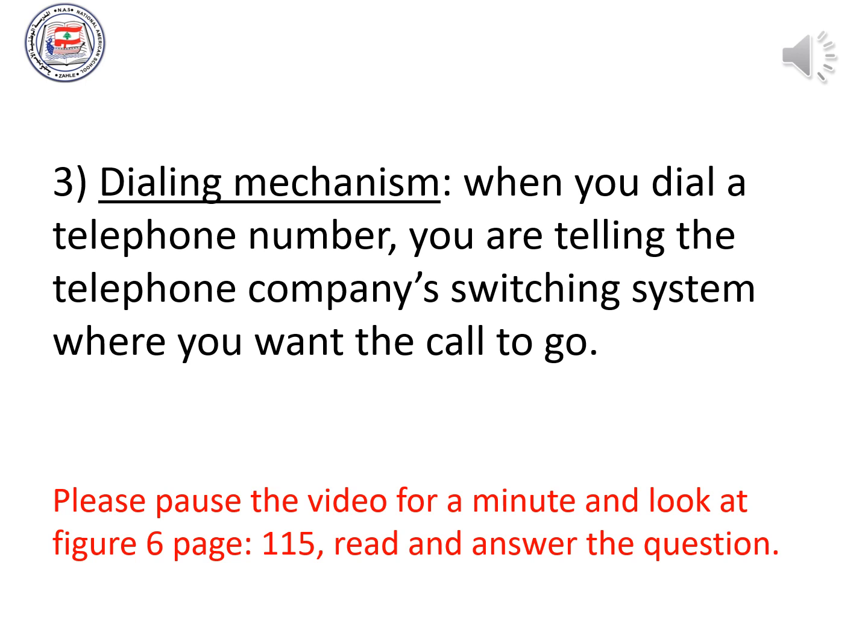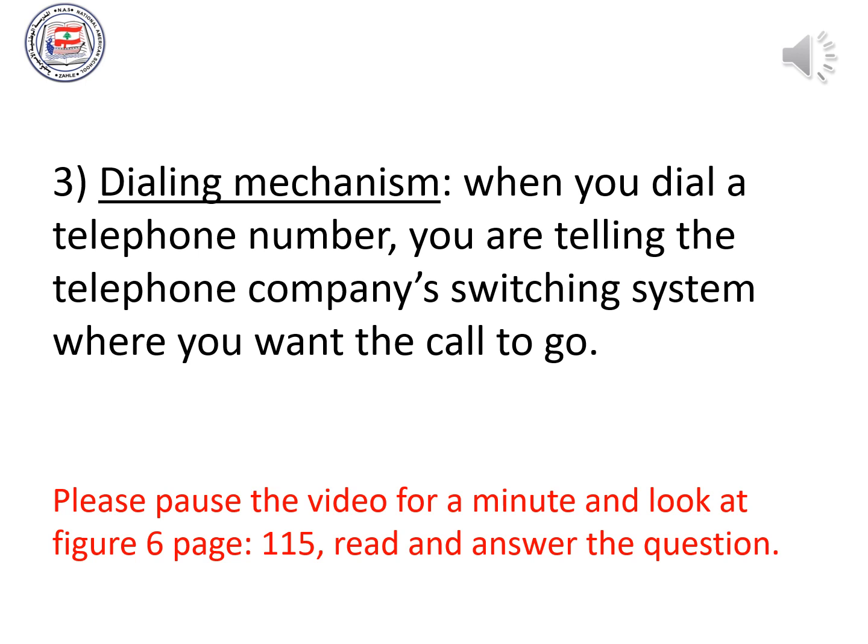The third main part of a telephone is the dialing mechanism. When you dial a telephone number, you are telling the telephone company's switching system where you want the call to go. This is why each one of us has a different telephone number. So if I want to call my home, I will dial a different telephone number than if I want to call my cousin, for example.